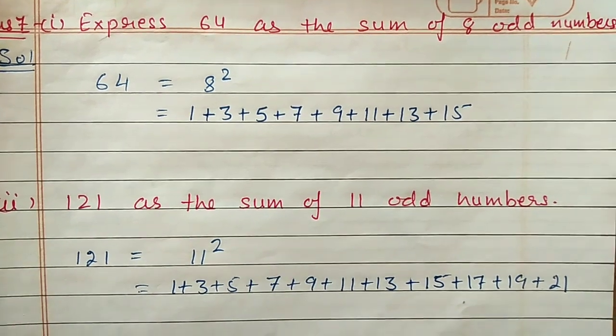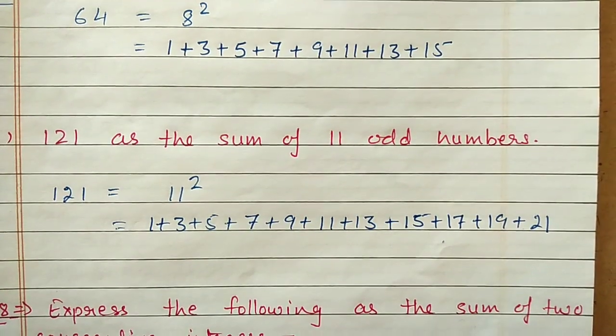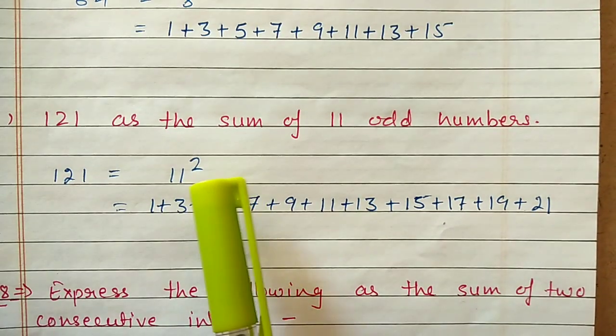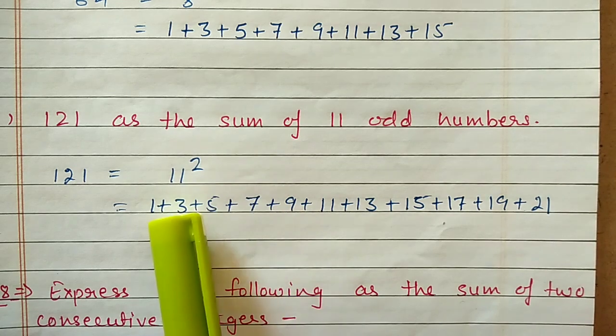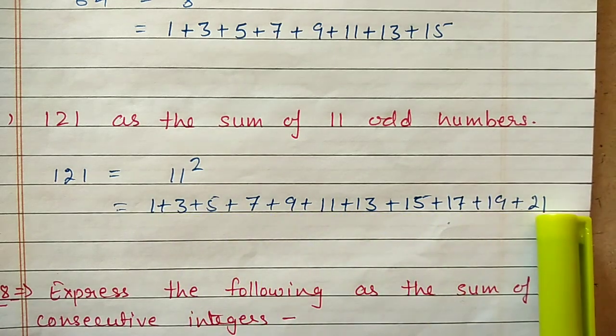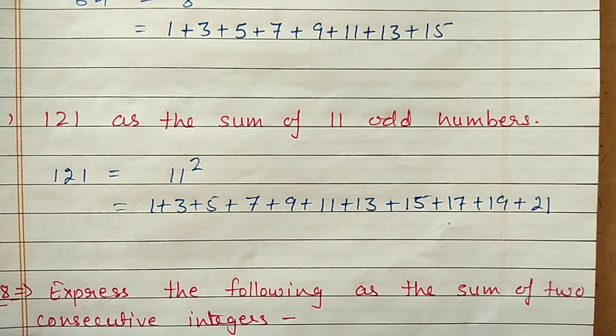Second part, 121 as the sum of 11 odd numbers. 121 is equal to 11 square. 11 square means we have to take the starting 11 odd numbers.